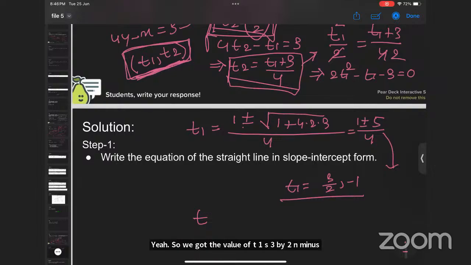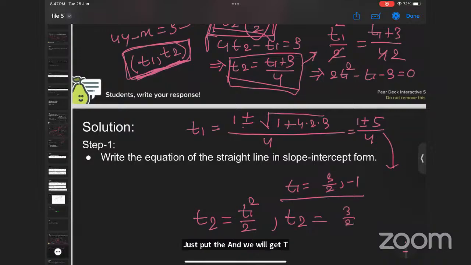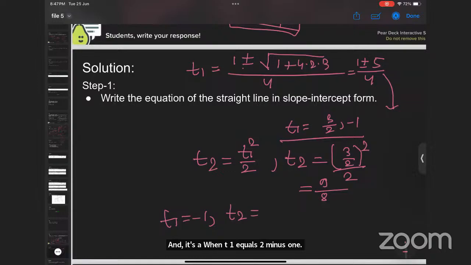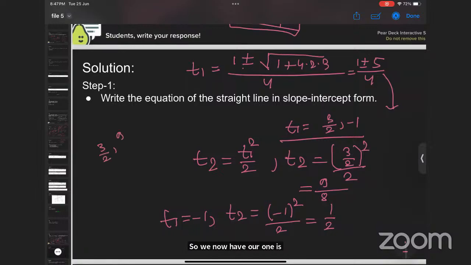Now we can take any of these relations. I am taking this relation, T2 equals T1 square by 2. Just put the value here and we will get T2 equals 3 by 2 whole square by 2, which is 9 by 8. And if we put the value when T1 equals minus 1, then T2 will be equal to minus 1 square by 2, which is half. So we now have our 2 points. One is 3 by 2, 9 by 8. Another is minus 1, half.